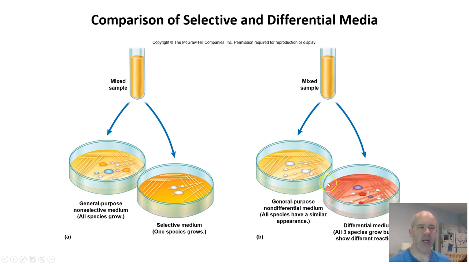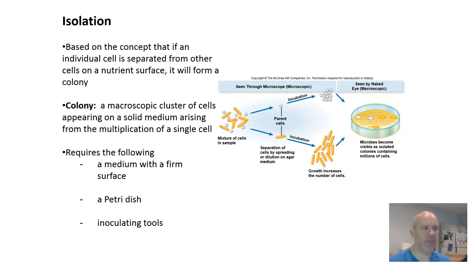A differential medium over here, again, causes some color changes. Usually something happens that allows you to distinguish between one type of organism versus another based on some kind of characteristic that develops on that medium. A lot of times, again, you put the two together and you have selective and differential.